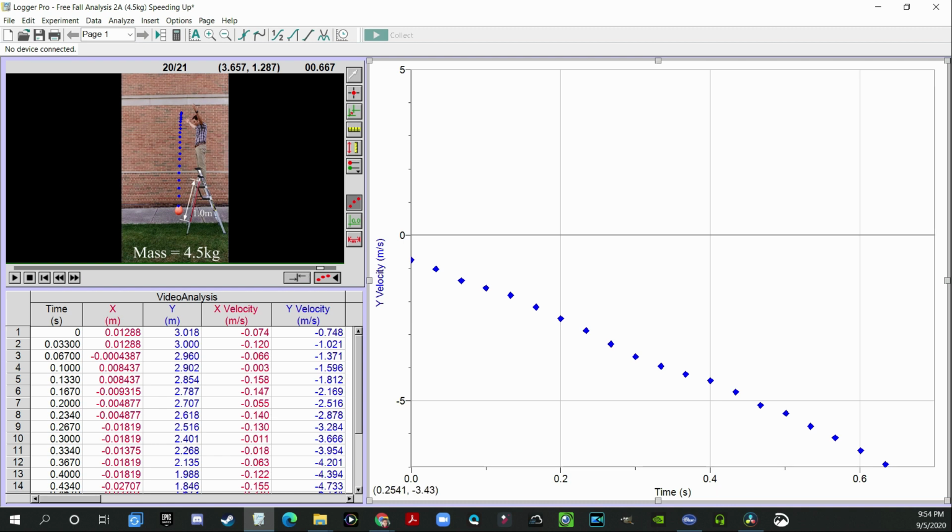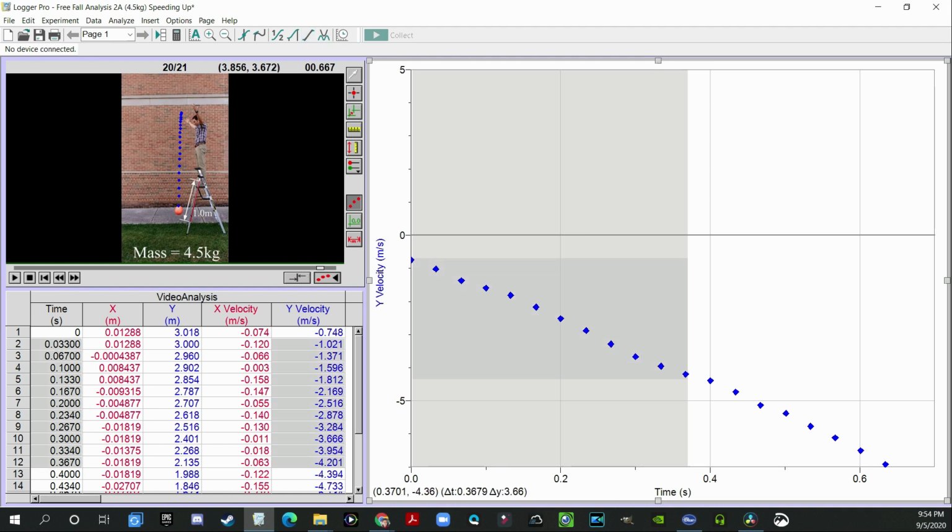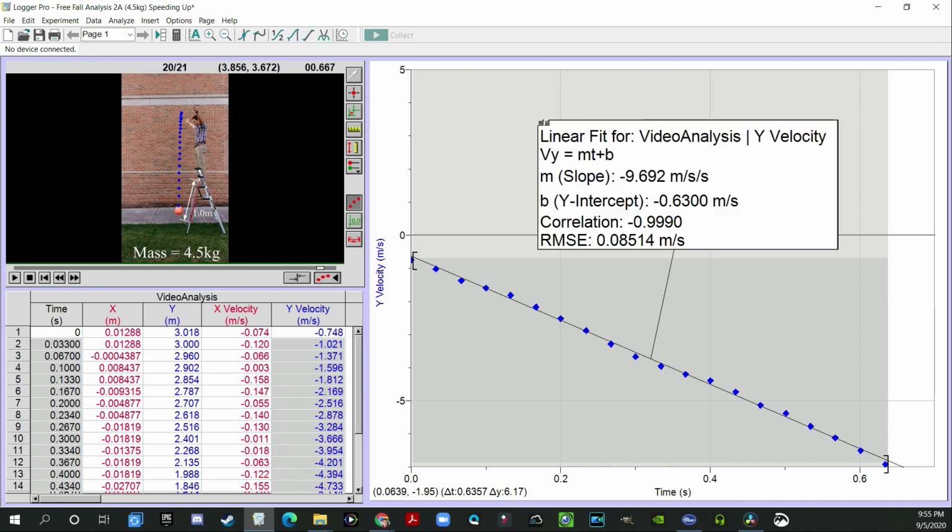So if we want to figure out the acceleration that gravity gives this bowling ball, or the maximum acceleration during free fall, we just need to find the slope of this velocity versus time graph. Logger Pro has quite a few cool tools, and one of them is just adding a linear fit. I'm just going to take my cursor and select the data points and add a linear fit to that. Looking at the slope of our line of best fit, we can see that it's about negative 9.7 meters per second each second. So that's the acceleration gravity is giving the bowling ball. Negative 9.7, around negative 10 meters per second squared.